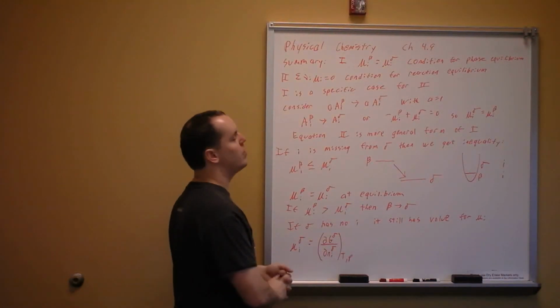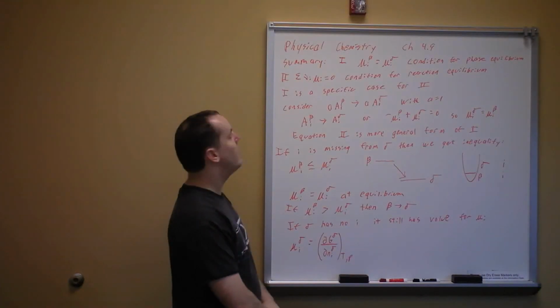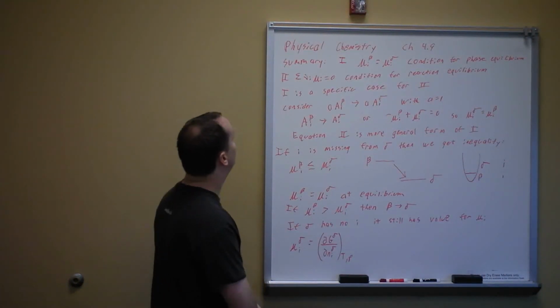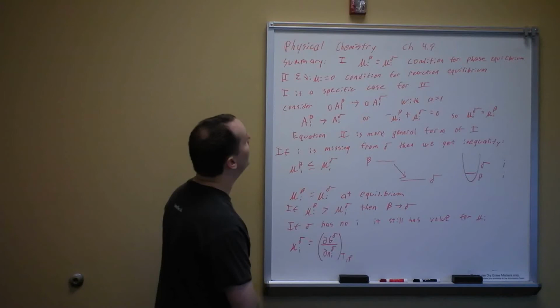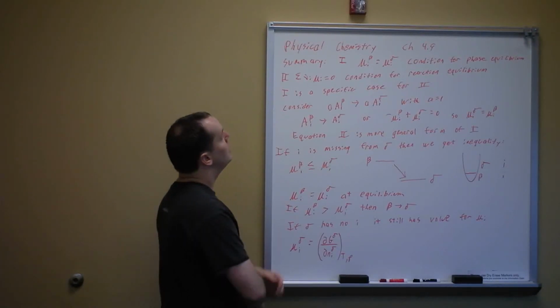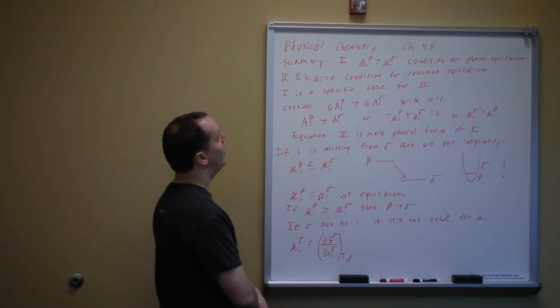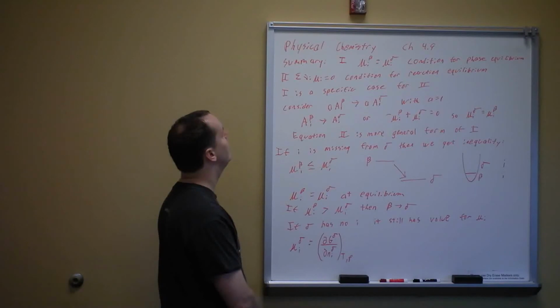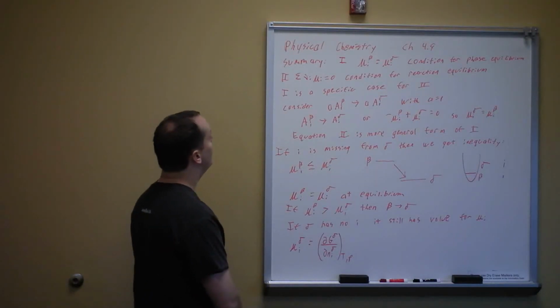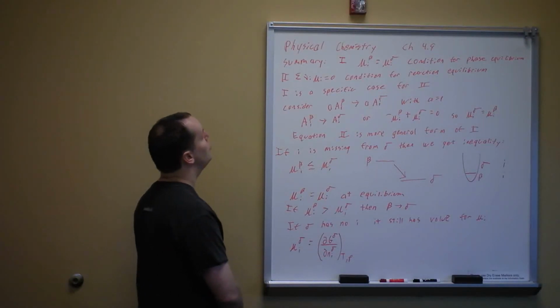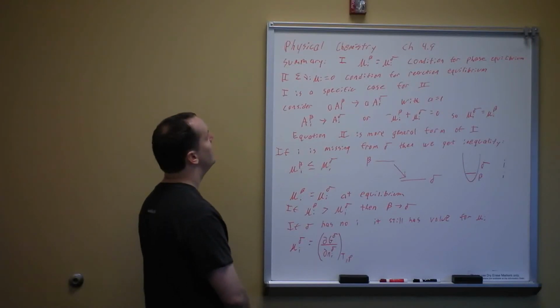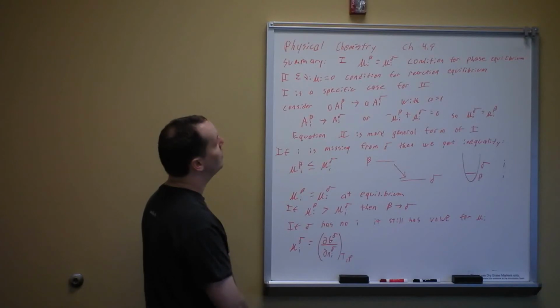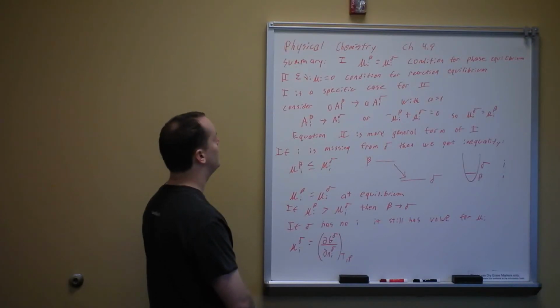Continuing on physical chemistry, chapter 4. This is the last of section 9 and the end of chapter 4. So to summarize, the chemical potential mu of substance I in phase beta is equal to the chemical potential mu of substance I in phase delta. That is our condition for phase equilibrium. And then 2, the sum of the nu for substance I times the chemical potential for substance I is equal to 0. And that's our condition for reaction equilibrium.